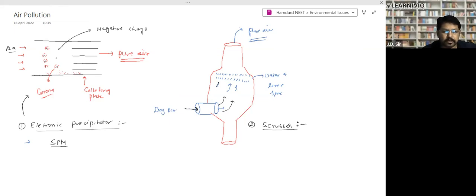When dry air comes from here, it goes upward, right? It goes upward, and what is done? Water and lime, right? Water plus lime is sprayed over here. When we spray water and lime, they purify the air, and the purified air passes from there. So basically, this kind of scrubber is used for those factories, those devices which generate polluted air. So these are the two devices. Hope this might be clear to all of you.